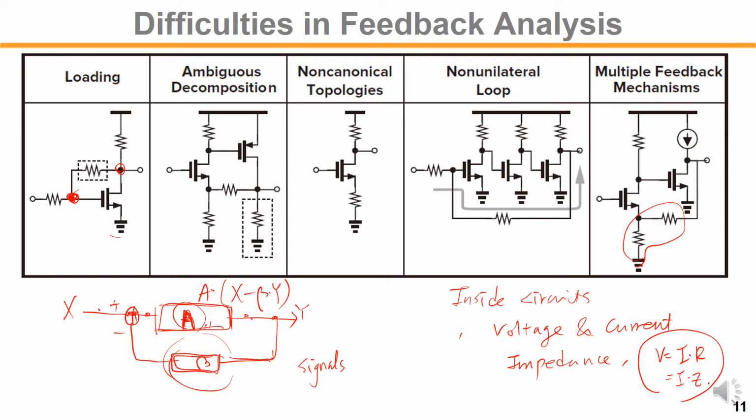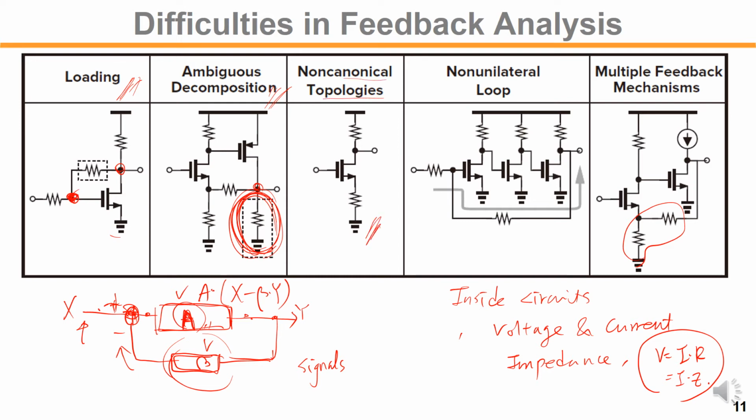And also the current. If your input signal is current, you may have to consider subtracting the current rather than the voltage. All these things are very complicated. We have some categorization, like feedback affected by loading, and also ambiguous decomposition like this. This will affect the load gain, the feed forward gain, the loop gain and the feedback factor. All these, and also canonical topology like this.